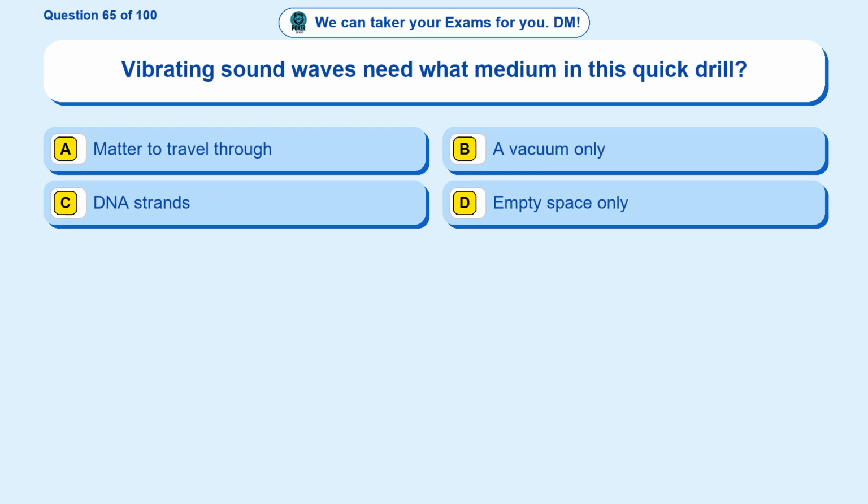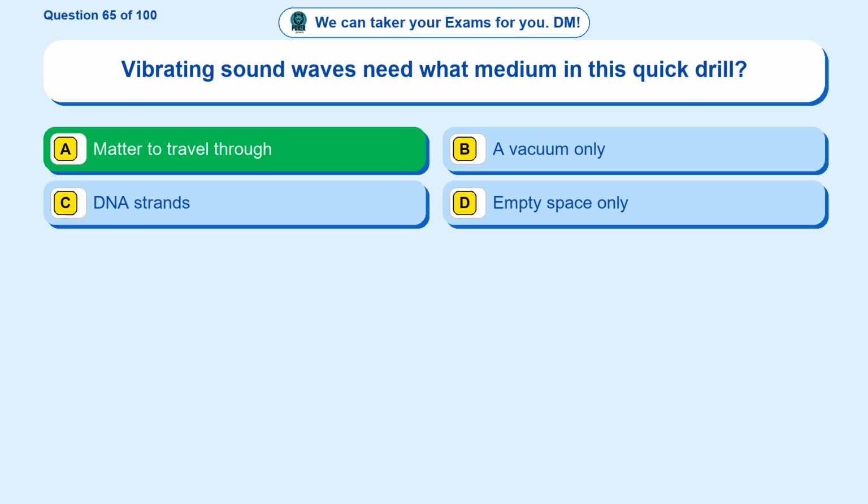Question 65. Vibrating sound waves need what medium in this quick drill? Option A, matter to travel through. Option B, a vacuum only. Option C, DNA strands. Option D, empty space only. The correct answer is option A.